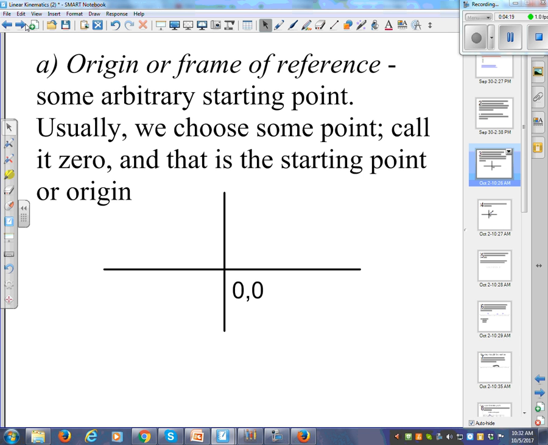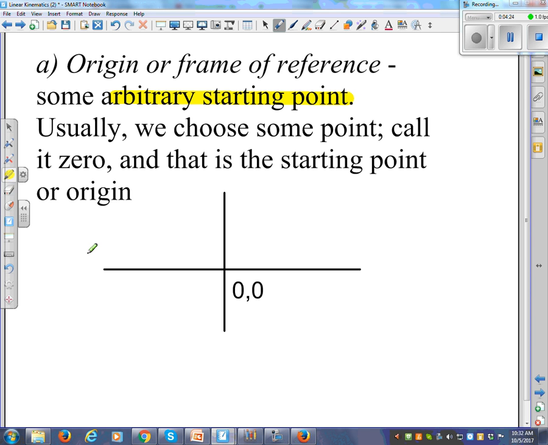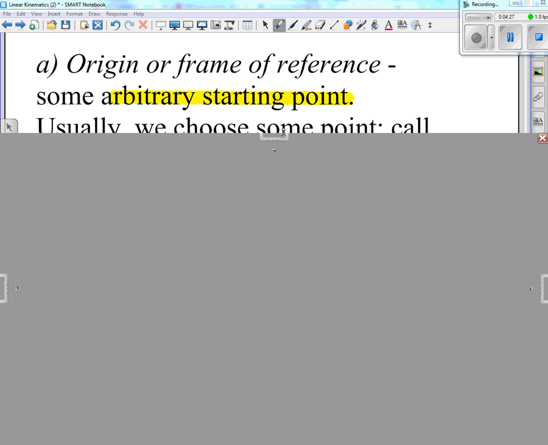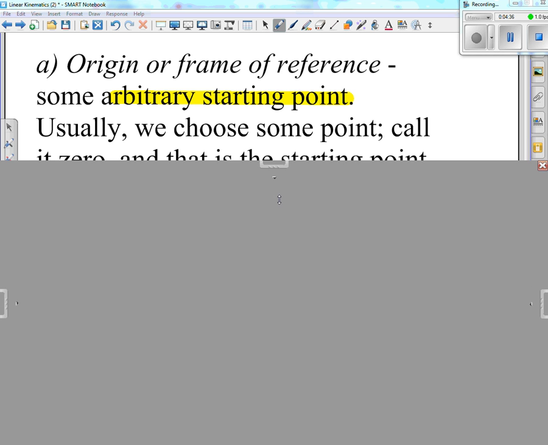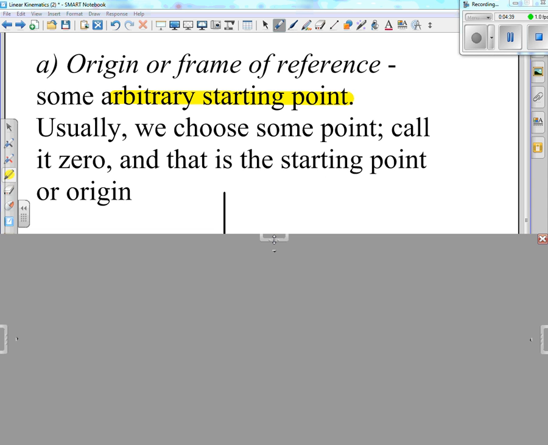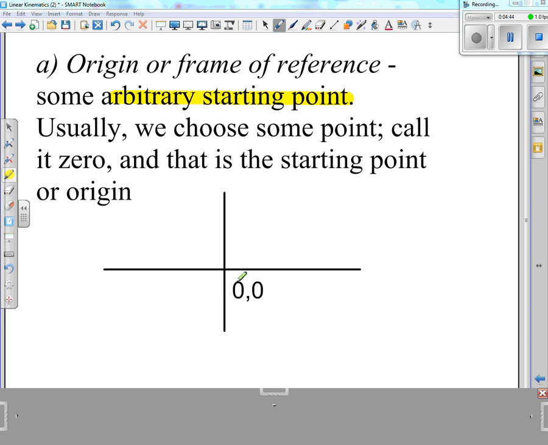So the frame of reference is some arbitrary starting point. We talked about it yesterday, I think. We said yesterday that a frame of reference was a point that we take measurements from. Some arbitrary starting point, some point, call it zero, that is our starting point, or origin. In math class, where the x and y axes meet, at 0, 0, what do we call that? That's the origin. You didn't realize it, but in math class you are dealing with a frame of reference. It's where everything else is measured from.